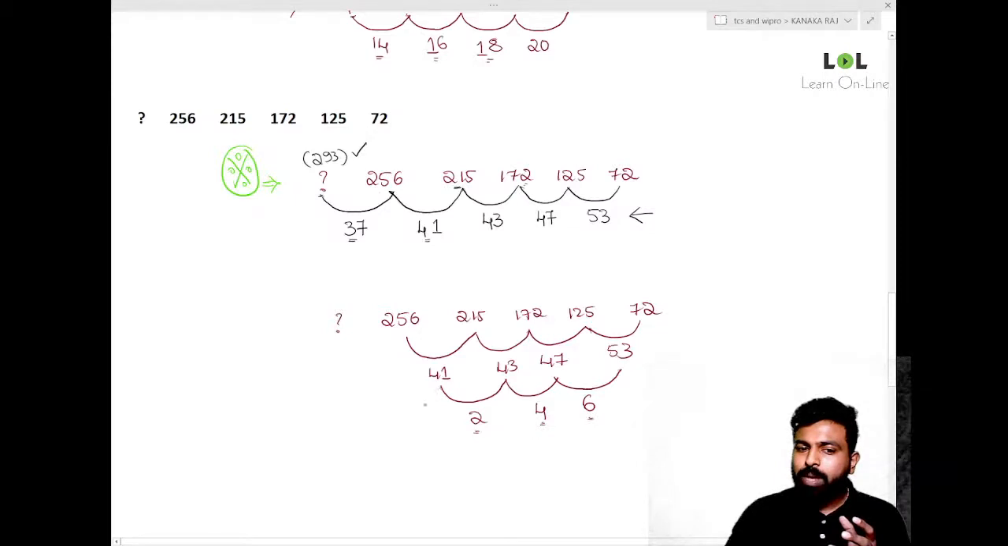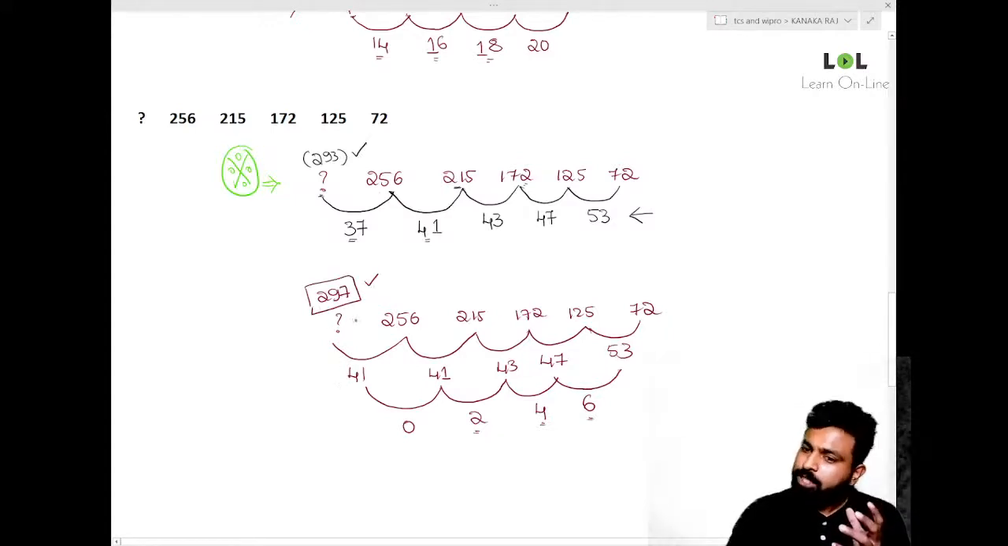So what should have been my previous difference here? The previous difference should have been 0. So 41 minus 0, you'll get 41 here. So 256 plus 41, what will you get? 297. Which is again correct. Which is absolutely correct over here. But here you're getting 293, here you're getting 297. Which is the right answer? Which is the wrong answer?